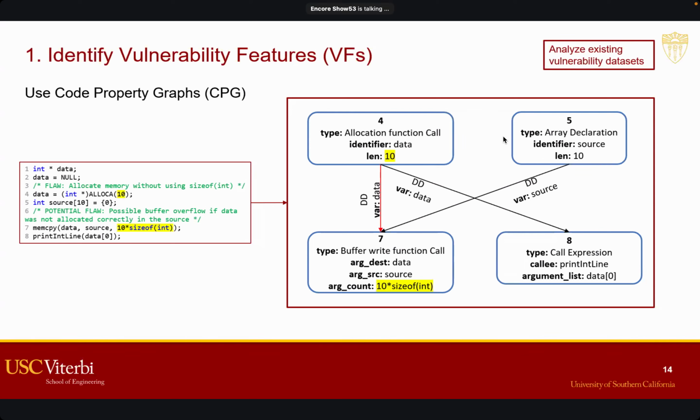Now, full disclosure, this is not the entire code property graph of the sample. It has a lot more nodes and a lot of different edges as well. But for this illustration, we're only showing the data dependence edges. And the thing about data dependence edges is that it also comes with one key value pair that tells you which variable is associated with the data dependence.